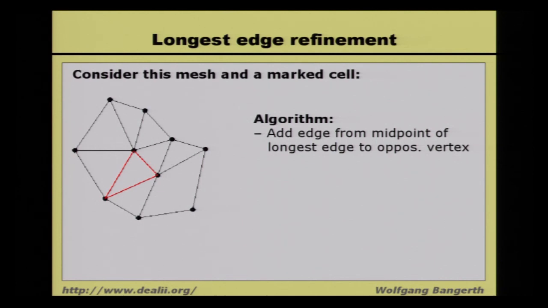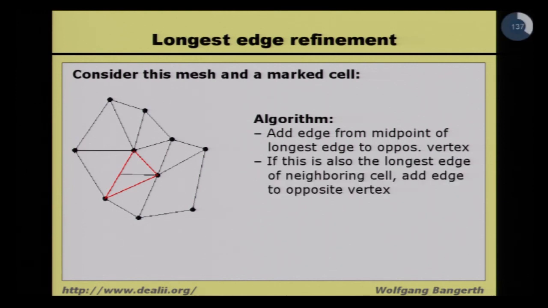And we're going to do this by introducing a new vertex on the longest edge of this triangle. So the longest edge of this triangle is the one on the left. It's this one here. So we're going to introduce a new point in the middle here. And then we're going to run another edge from this point over here to the opposite vertex. So it's going to look like this.